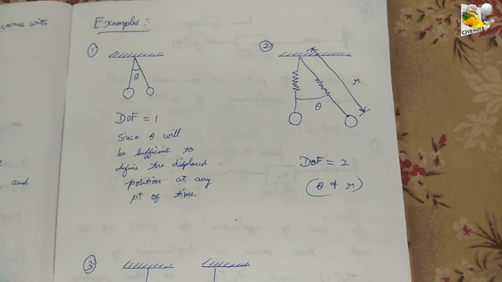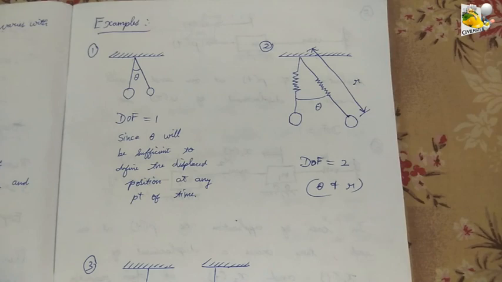Case 1. In case 1, consider a simple pendulum with an inextensible spring. In this, when a force is applied, it causes a displacement from its original position in which an angle theta will be introduced in between the displaced position. So, theta will be the independent variable to define the degree of freedom in this case. Hence, it is 1.